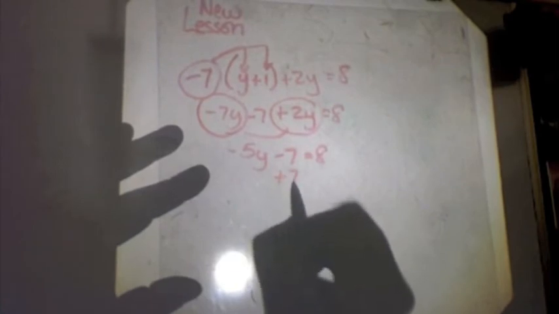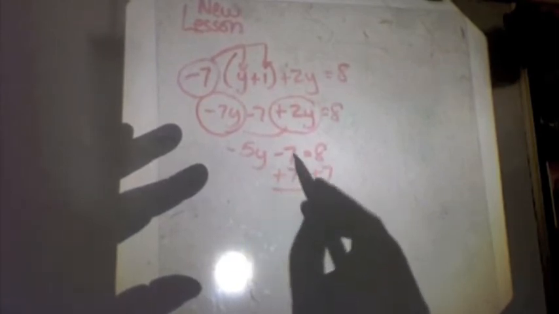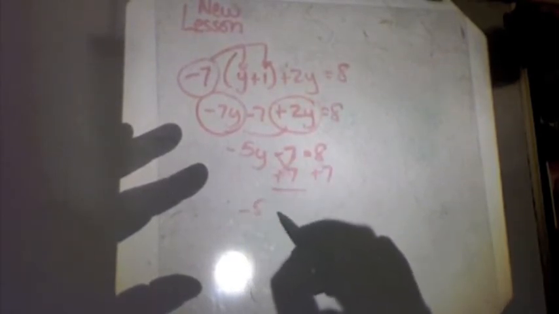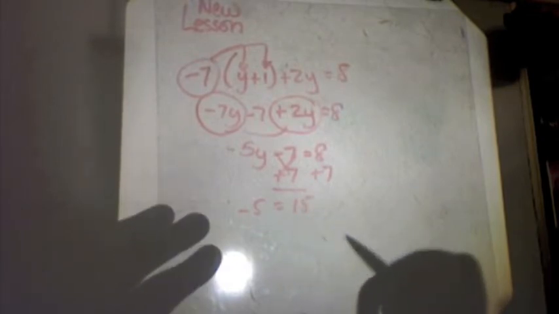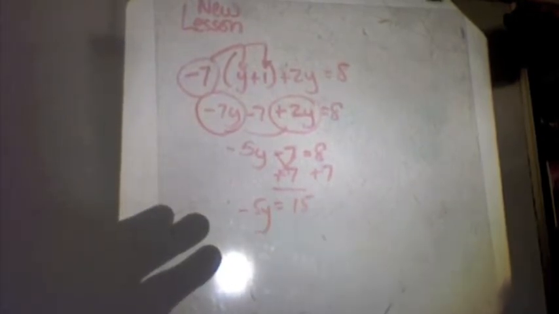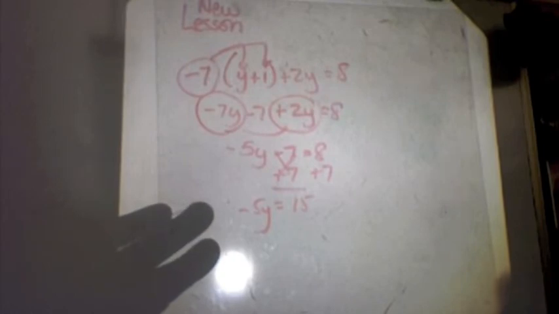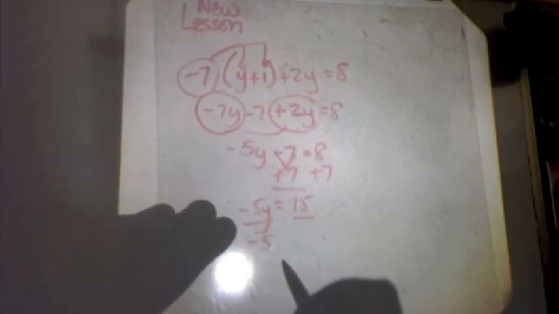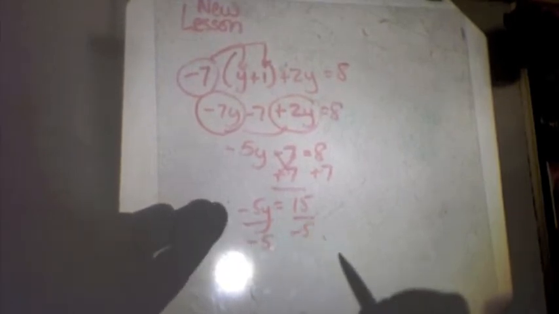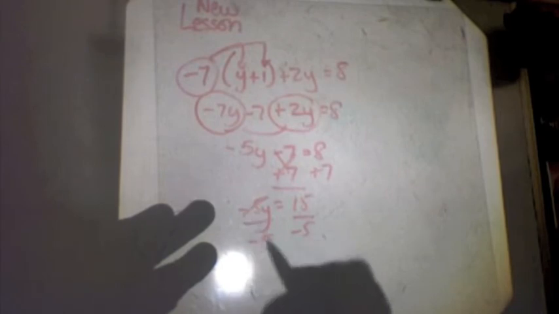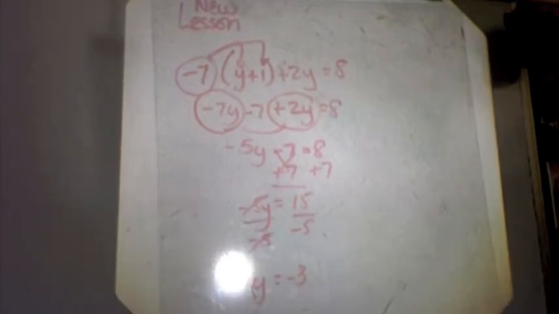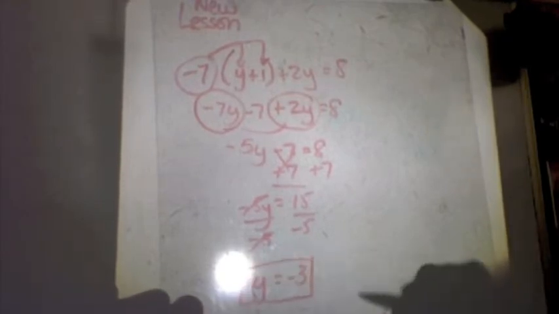Add 7, get rid of 7 by adding the inverse, and you get -5y equals 15. Forgot my variable. Okay, now what's the next step? Divide both sides by -5, because the sign goes with the number, and you're left with y equals -3. Everybody okay with that one? Okay, with that, you box that in.